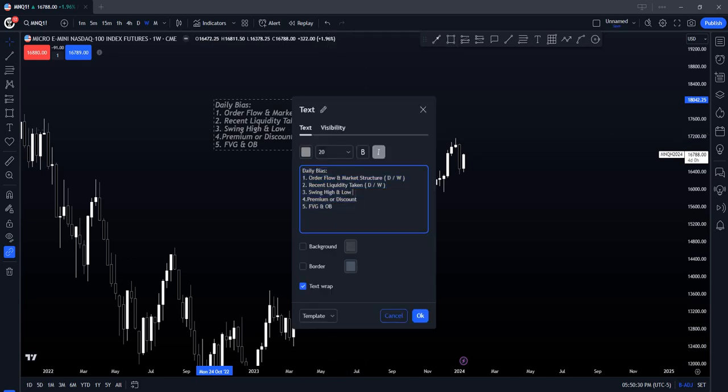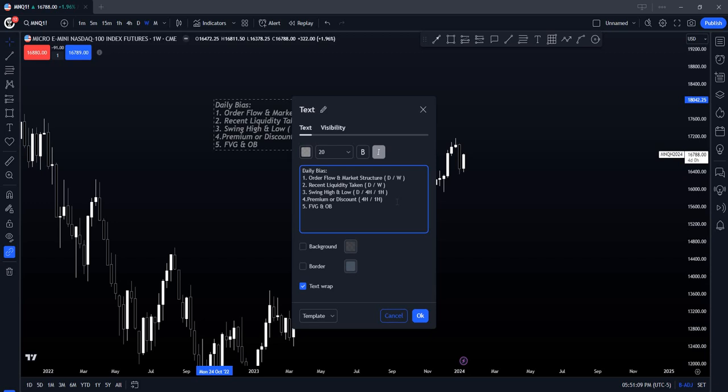Swing highs and lows, you're going to be doing this on the daily time frame and the 4-hour. So daily and the 4-hour basically, and you can also use the 1-hour as well. So the daily, 4-hour, and 1-hour. Now, premium or discount, this is going to be on the 4-hour and the 1-hour time frame.